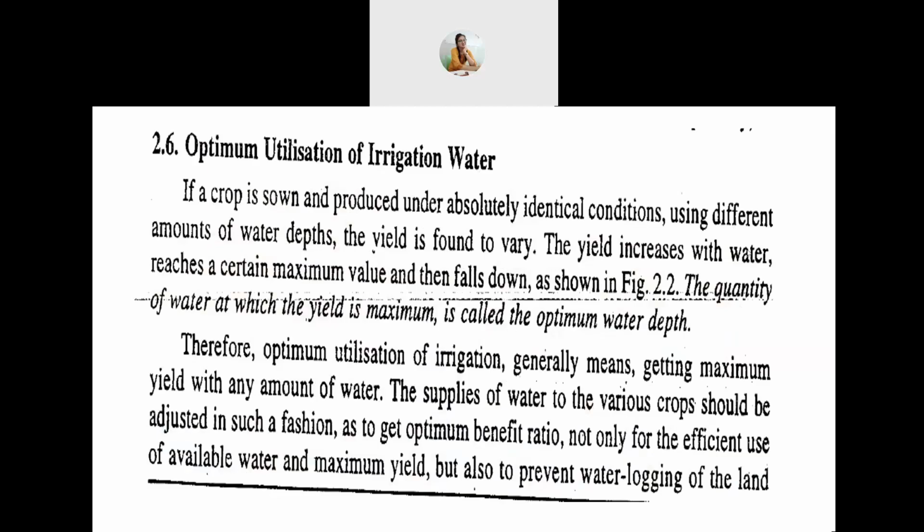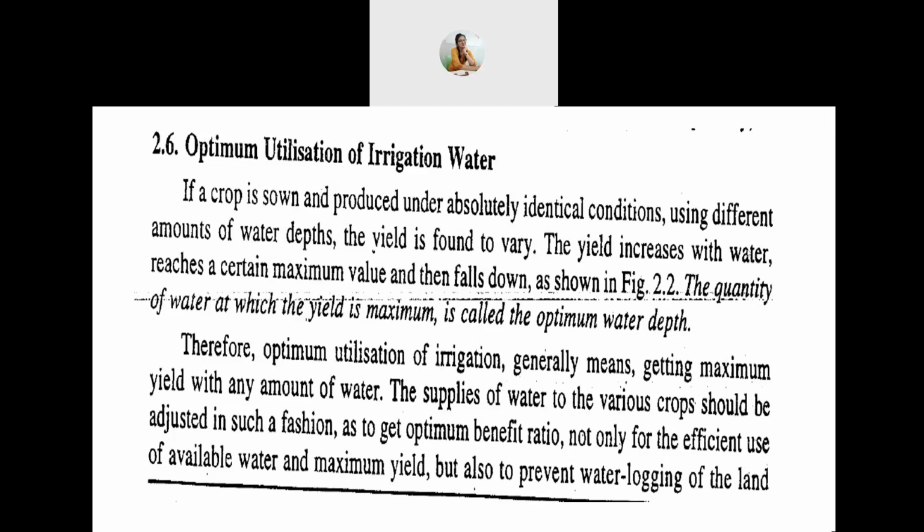The next topic is optimum utilization of irrigation water. If a crop is sown and produced under absolutely identical or similar conditions by using different depths of water, the yield is found to vary. The yield increases with water, reaches a certain maximum value, and then falls down, and it has been shown in figure 2.2 in our next slides. The quantity of water at which the yield is maximum is known as the optimum water depth. Therefore, optimum utilization of irrigation generally means getting maximum yield with any amount of water.